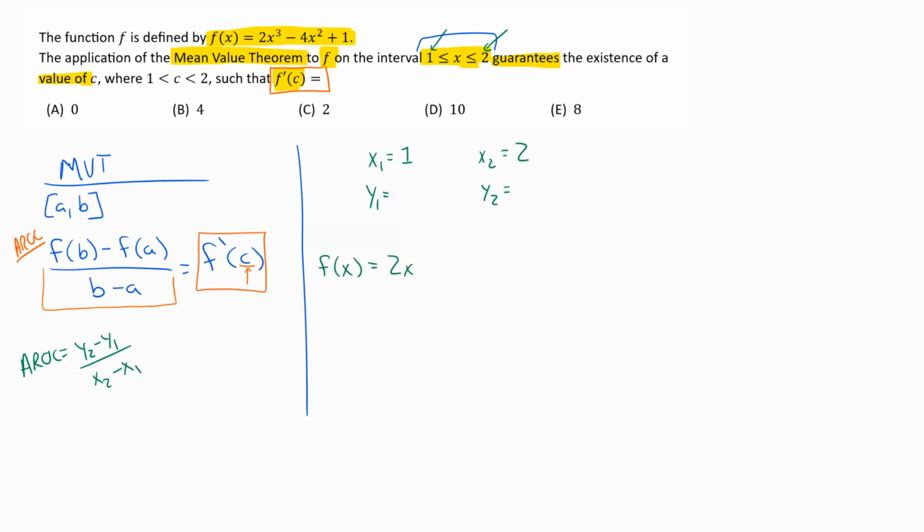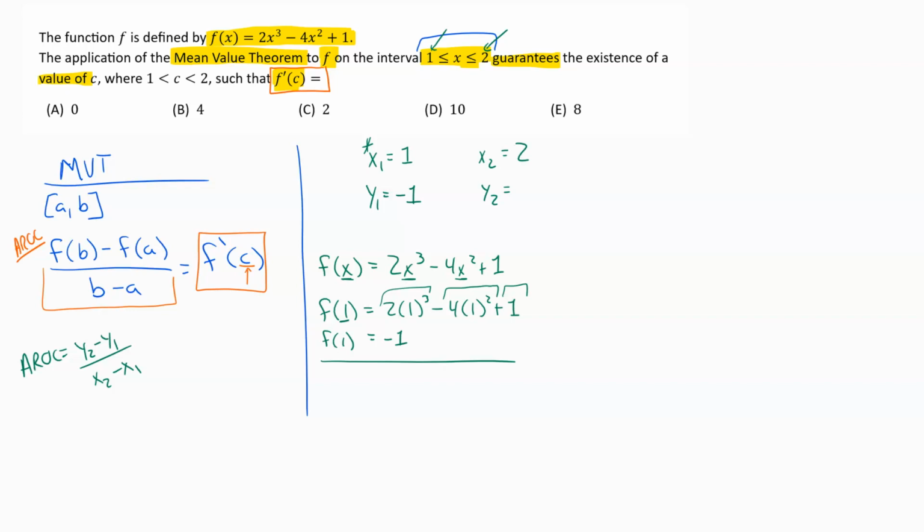So we'll plug into the equation they gave us. They told us f of x was equal to 2x cubed minus 4x squared plus 1. And now we're going to go find our y value. So I'm going to plug in 1 first. Everywhere I see an x inside this equation, I'm going to replace it with 1. So I get 2 times 1 to the third minus 4 times 1 squared plus 1. Cleaning that up, 2 minus 4 is negative 2. Negative 2 plus 1 is going to get us negative 1. So f of 1 is equal to negative 1. So that's my y1 value.